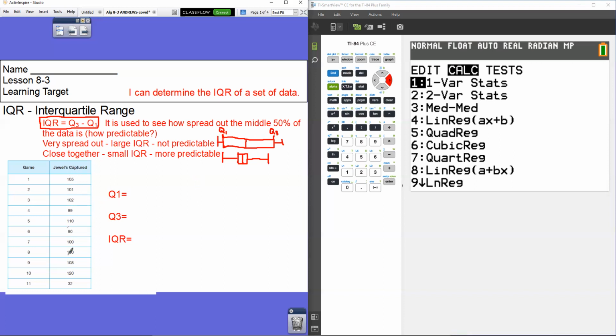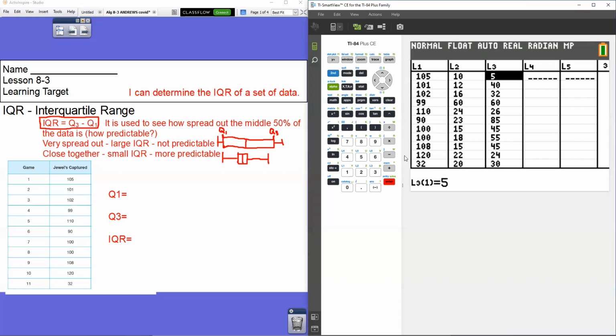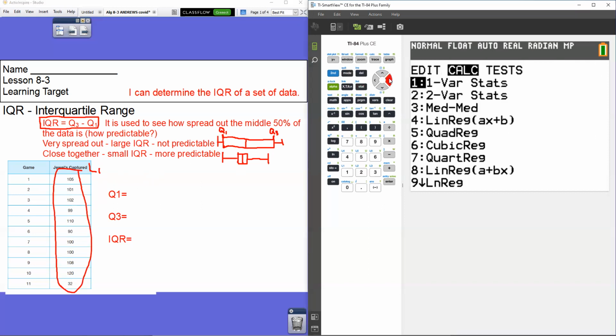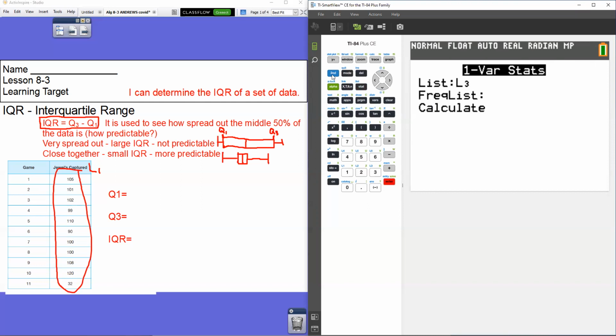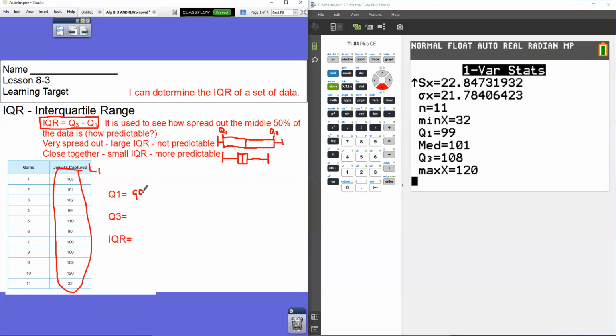So how do you do it? Well, this is really, really easy. All you have to do is go into your stat and edit. In stat and edit, I already typed in the numbers for this into our L1. And so now I'm going to do stat, calc, one variable statistics. You need to make sure that you are on the correct list. I typed those numbers into L1, so I'm going to go down to calculate. Remember that the Q1 and Q3 is in your 5-number summary, so you do have to scroll down a little bit. Our Q1 value is 99 for this data, and our Q3 is 108.